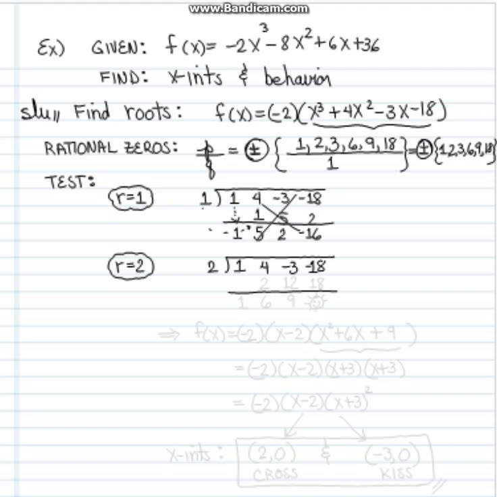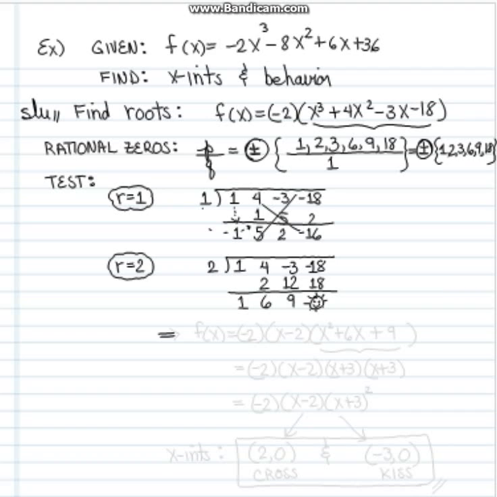Bring down the first number, 1. Multiply, 2 times 1 is 2. Add, you get 6. 2 times 6 is 12. Add, you get 9. 2 times 9 is 18. And then add, and you get 0. Yay! We found our root because we got a zero remainder.